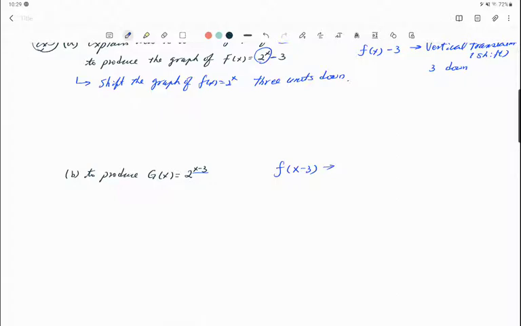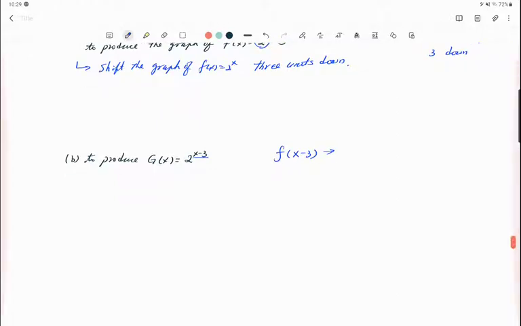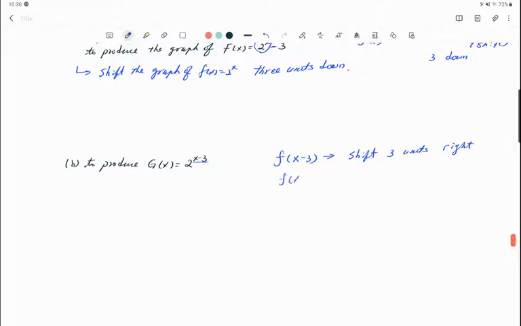This means, if x minus, then shift. This means shift the graph 3 units where? X minus 3, then to the right. 3 units to the right. Can you see it? So if you have something like x plus 3, then shift the graph of f of x, right?